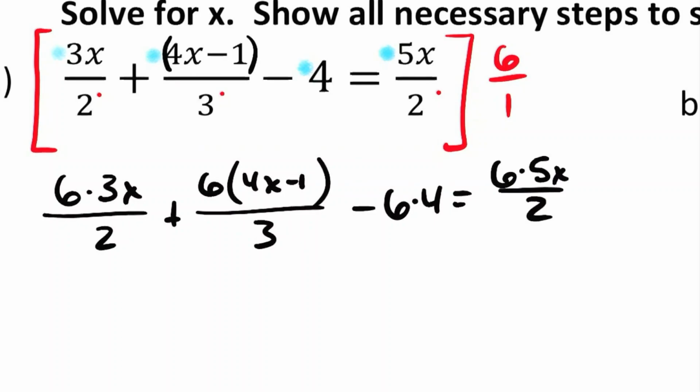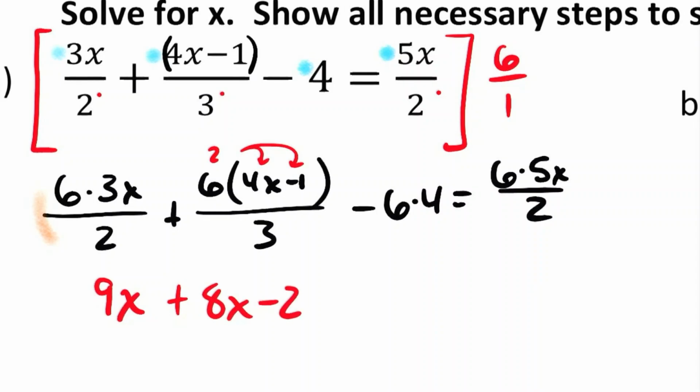So when I take a look at these, there's lots of simplification that can happen. The first thing we'll point out is that 6 divided by 2 is 3, so this becomes 3 times 3x, which means this is going to be 9x. 6 divided by 3 is 2, so I'm going to be multiplying both the 4x and the negative 1 by 2, which means this will become 8x minus 2.